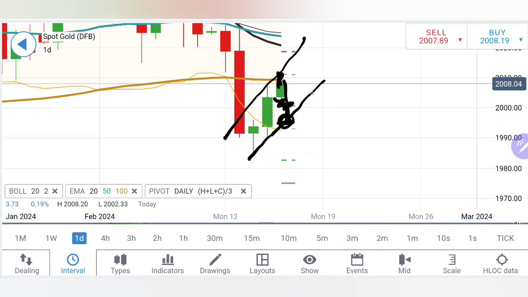Now as long as 9496 is not broken on the downside, you should not be treating this as bearish. And as long as 2012 levels are not breached on the upside, we should not be treating this as bullish. So this is the swing zone where you should be cautious.